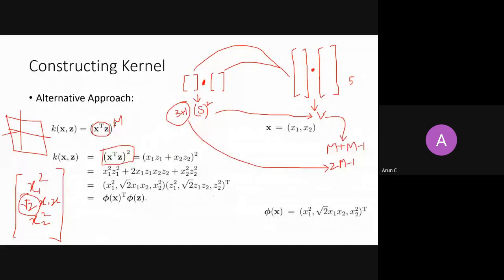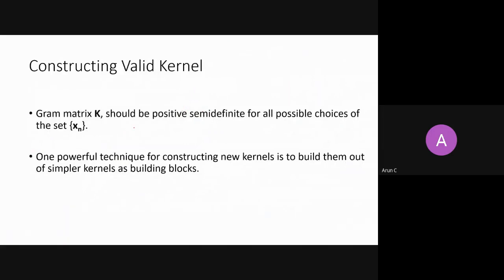If you want to generalize it, because here we have only quadratic terms, we don't have the monomial terms and constant, the other trick is you just need to modify your kernel function, right? So we'll see it. The gram matrix K should be positive semi-definite for all choices of the set Xn.